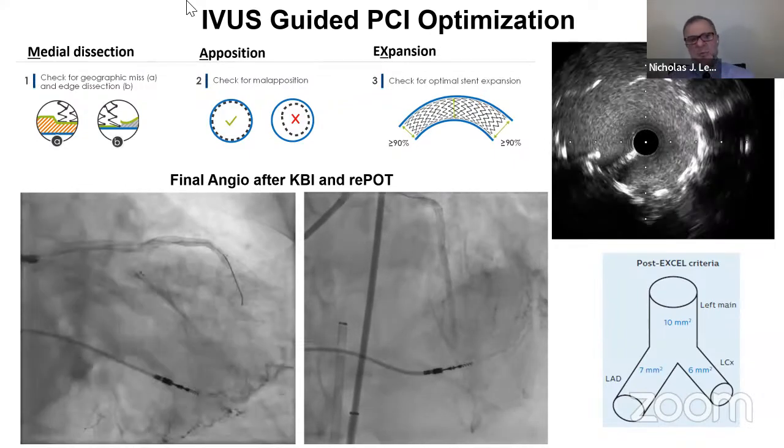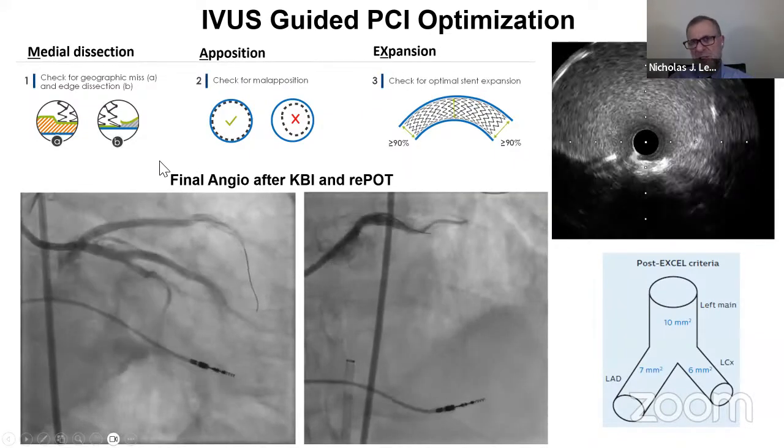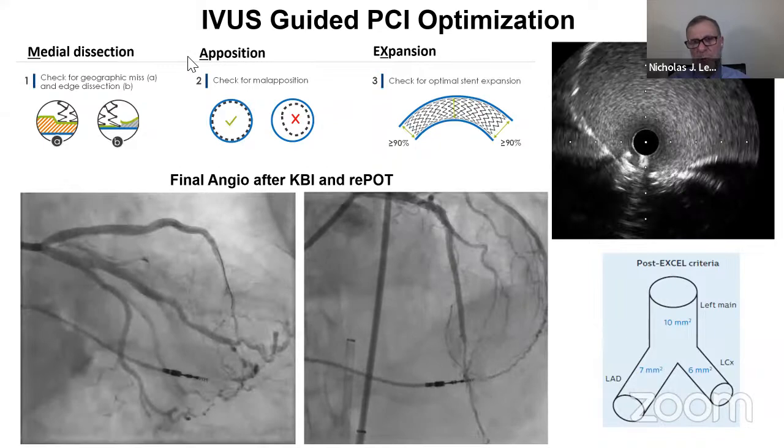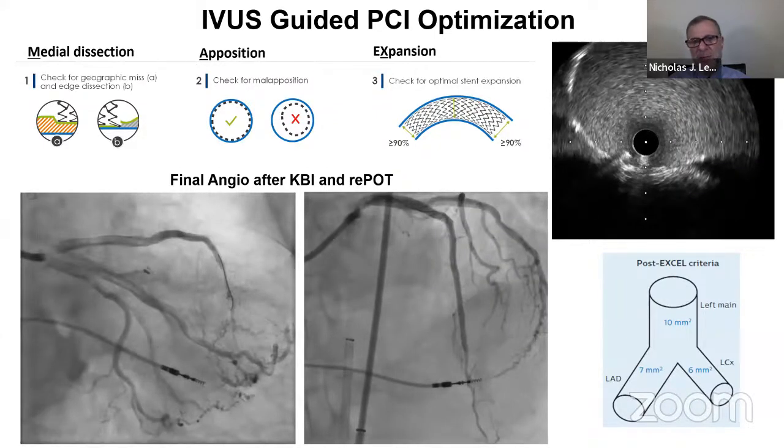I guess mine then would be a hypothetical question. So say you had a Medina 111 calcium nodule in the proximal segment of a left main. So you've got a left main eruptive calcified nodule, calcium in the LAD and circumflex, so it's 111.